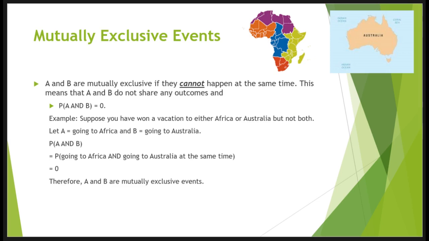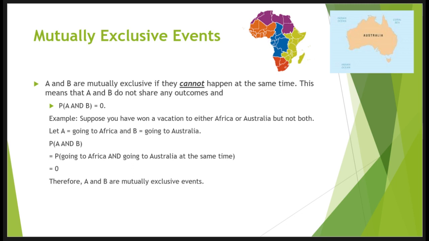There's also something called mutually exclusive events. A and B are mutually exclusive if they cannot happen at the same time. So this means that A and B don't share any outcomes, and the probability of A and B has to equal 0.